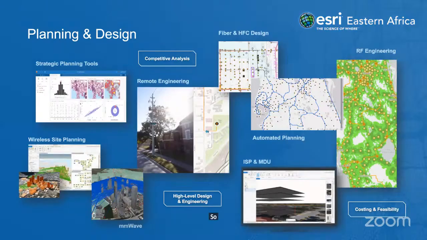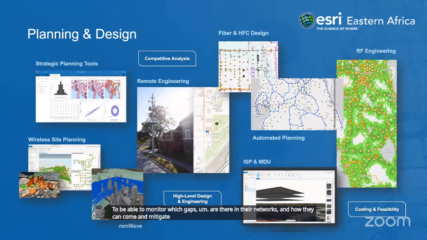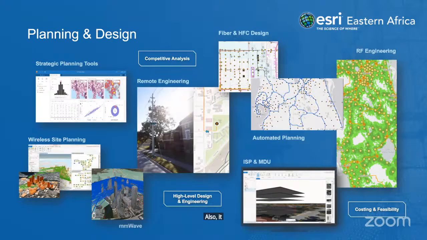So from an operator perspective, coverage analysis is used to, one, identify weak signal areas and coverage gaps. This allows the engineers to be able to monitor which gaps are there in their networks and how they can come and mitigate these gaps as far as planning is concerned. Also, it supports new site planning and network expansion. This is critical when it comes to executives deciding where to channel more funds to.